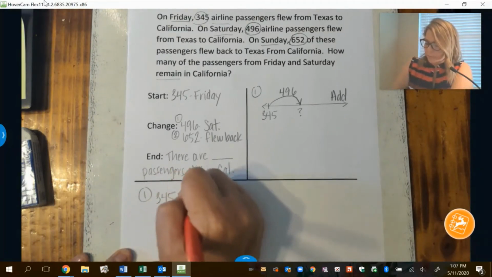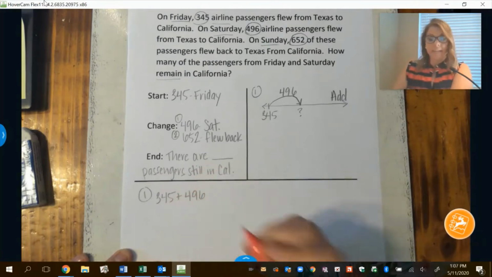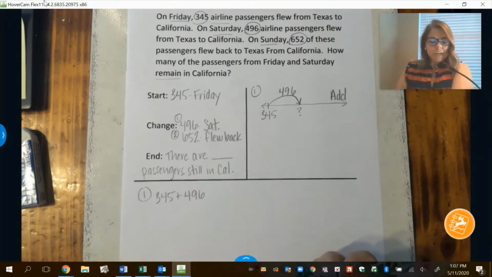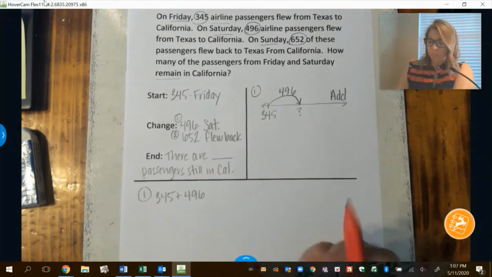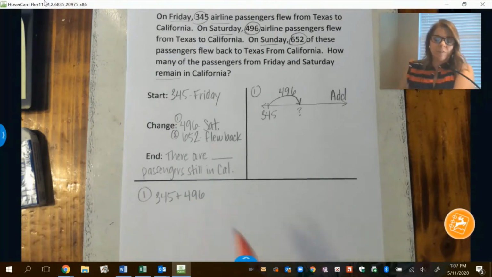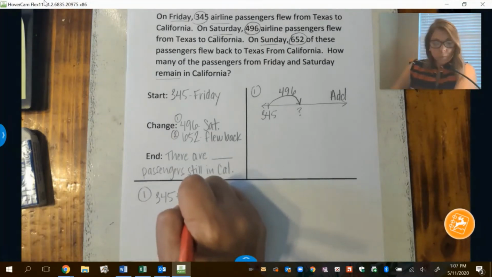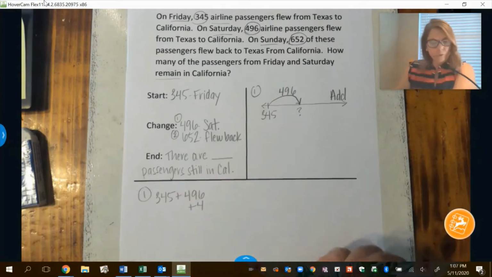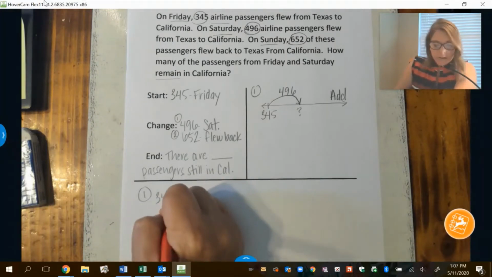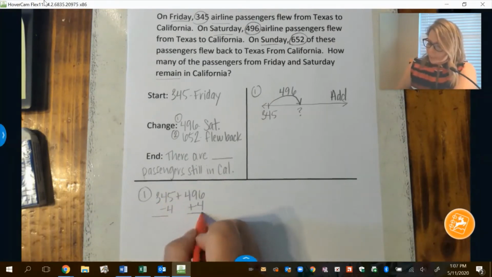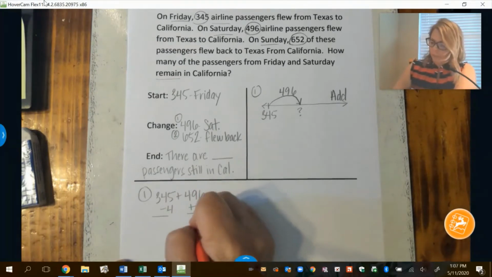345 plus 496. Now on this one, I think I'm going to do a give-take because this 496 is so close to 500. So I think I'm going to give this one 4. And you can do number line, whatever you like. I know you guys have different favorites. This is the one I like to use.